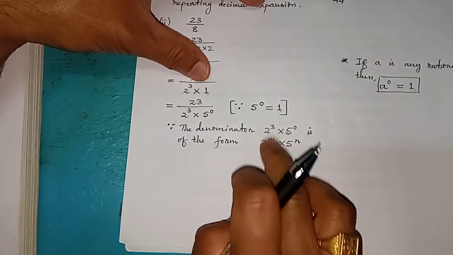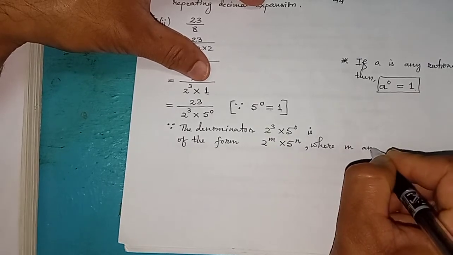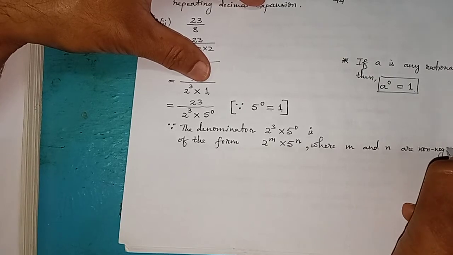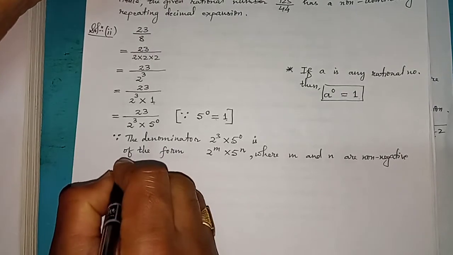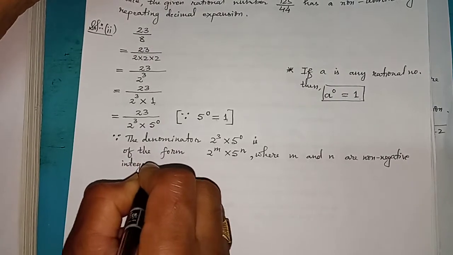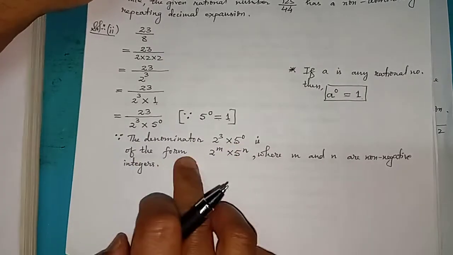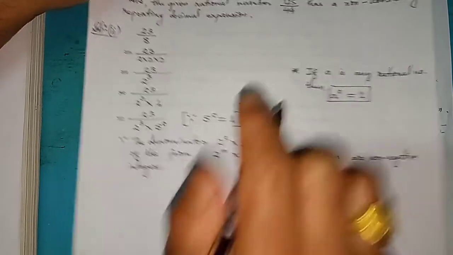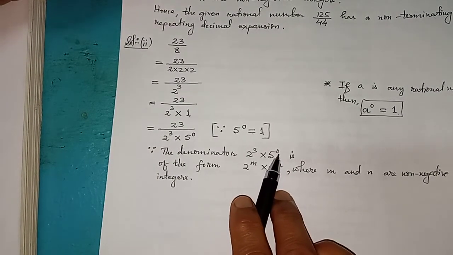Look, see, it is matching this form, where m and n are non-negative integers. See, this denominator 2 cube into 5 power 0 is exactly of this form. Say 2 and 2, 5 and 5. M is power 3, which is non-negative, and n is also 0, which means non-negative, because it is not minus, and 0 has no sign, okay?